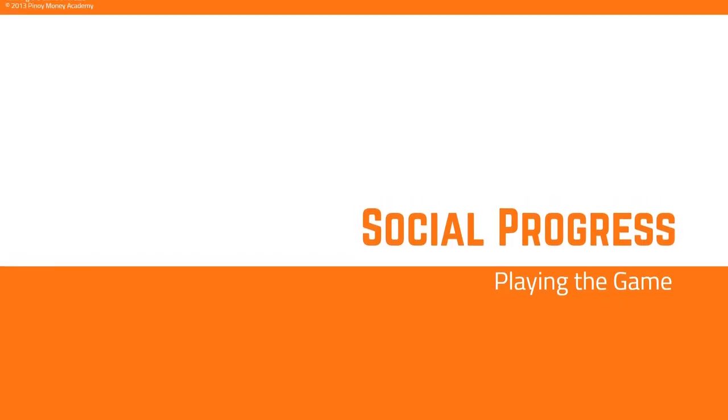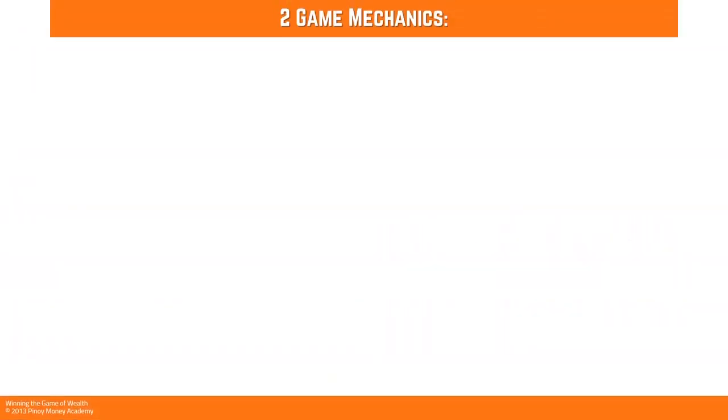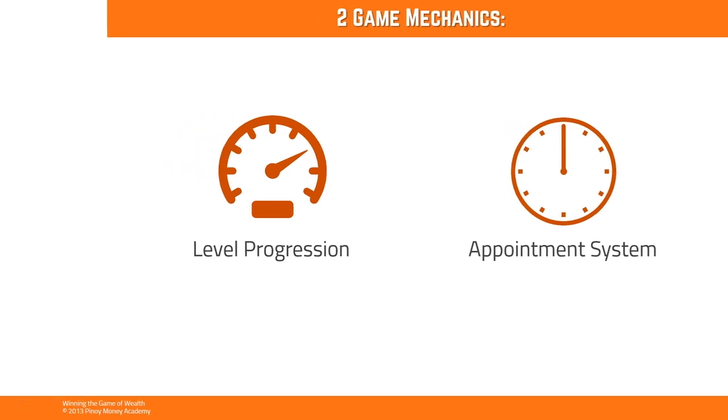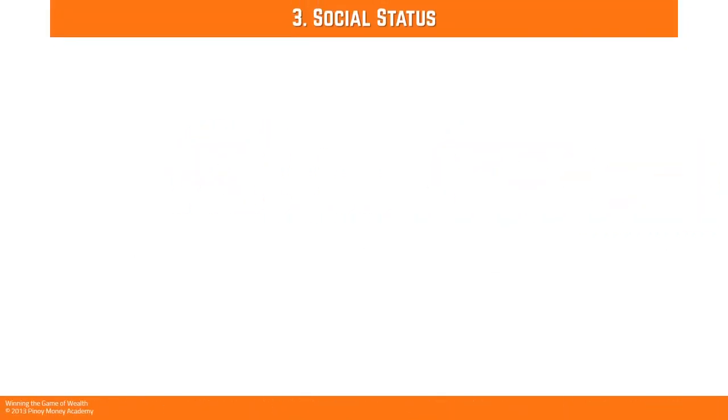So far, you have already learned of two ways to make playing the game of wealth easier: the level progression mechanic and the appointment system. In this next video, we are going to talk about the third and probably one of the most powerful game mechanics out there and how it's being used in real life. This mechanic is called social status.